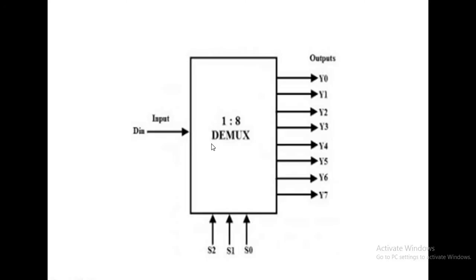Demux means demultiplexer. 1 input line, that is denoted by D in, and 8 output lines are there, Y0 to Y7: Y0, Y1, Y2, Y3, Y4, Y5, Y6, Y7. If 8 output lines are there, automatically 3 selector lines are present, S0, S1 and S2.